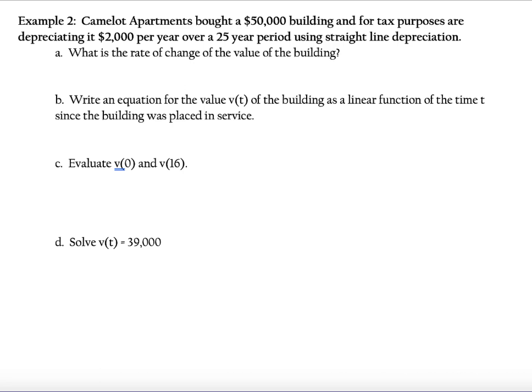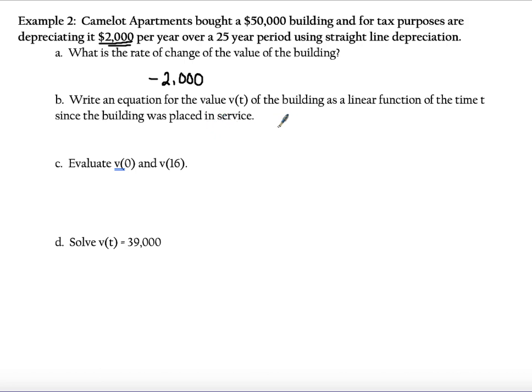Next example for us on this sheet is looking at Camelot Apartments bought a $50,000 building, and for tax purposes they are depreciating that at $2,000 per year over a 25-year period using straight line depreciation. What is the rate of change of the value of the building is what they're asking us for in letter A. It says that they're depreciating it $2,000 per year over that 25-year period. So the rate per year is $2,000 and it's going down. So I'm going to say that that rate is negative $2,000.